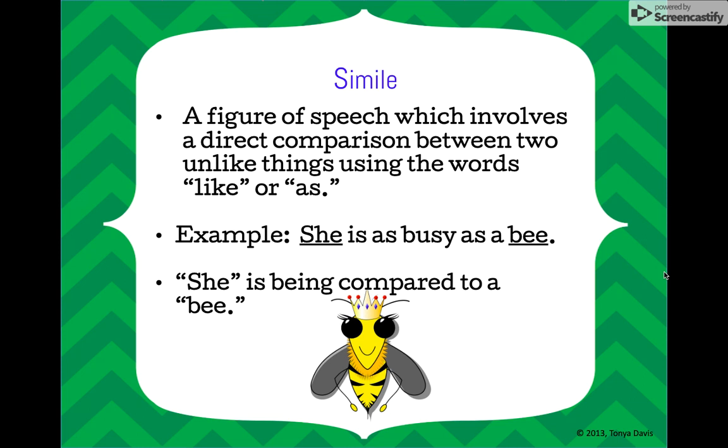Similes. What is a simile? We use these quite a bit in class. A figure of speech which involves a direct comparison between two unlike things using the words like or as. An example: she is as busy as a bee. She is being compared to a bee. And all we're trying to say is that she is really, really busy.